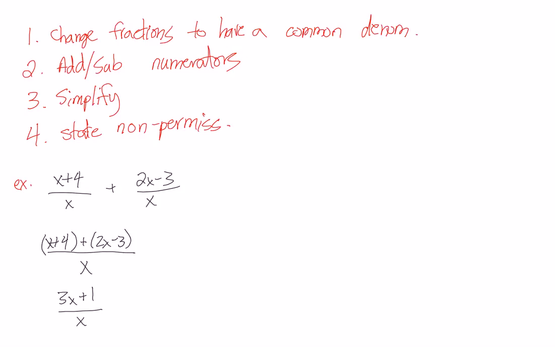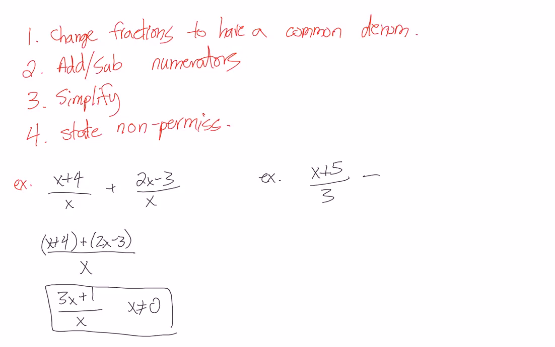4 minus 3 would give you plus 1. And then our non-permissible value would be, go back to the original always, so our denominator was just an x, and our other one was just an x. So in any step along the way, we see that we just had an x on the bottom, so we'd have x is not 0. Let's do another one where we have subtraction.